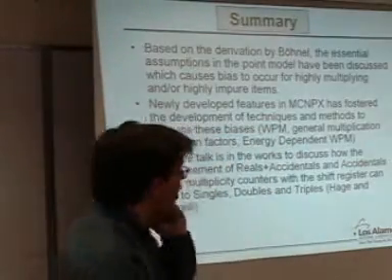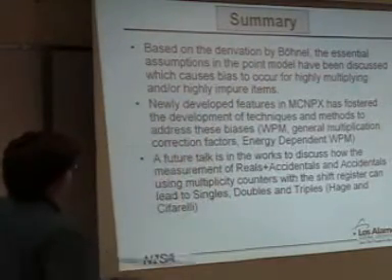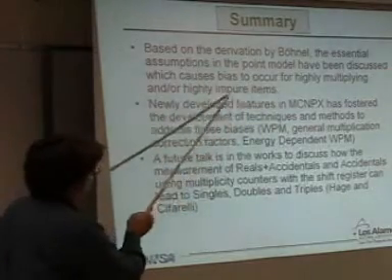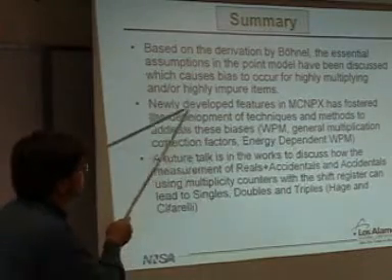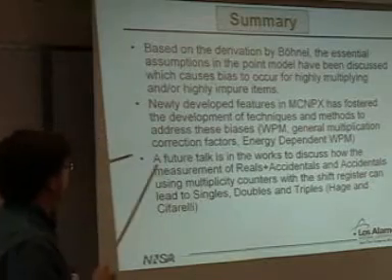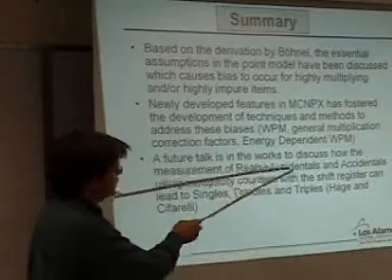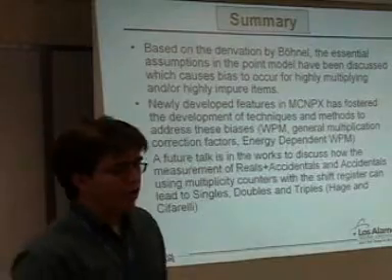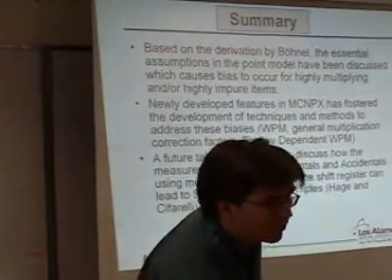What's the summary? What we've done today is look at the essential assumptions of the point model, where they come from in the derivation of Bonnell. And we've discussed these assumptions, which cause biases for highly multiplying and highly impure items. I briefly touched on the new features we're trying to put in the point model based on MC&PX. I am planning a future talk on the issues of when we measure reals and accidentals, and how we convert those into singles, doubles, triples, because that's a whole new area of mathematics for multiplicity measurement efficiency. Thanks for your time.